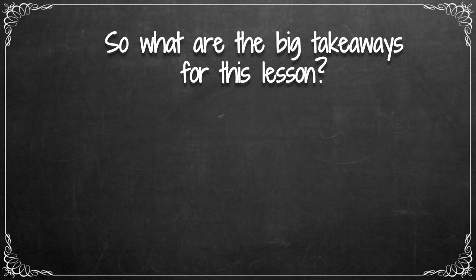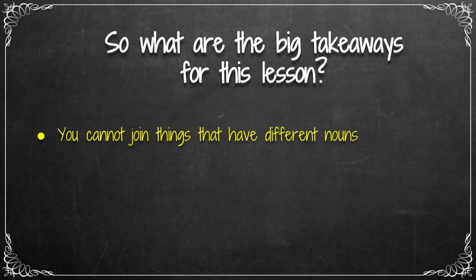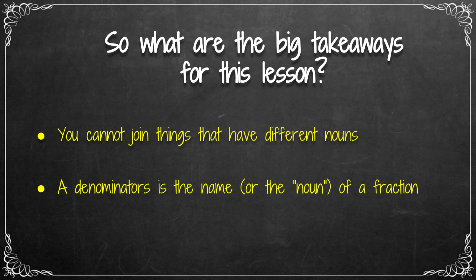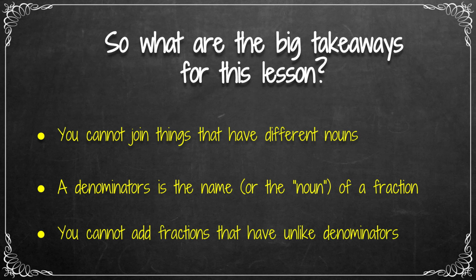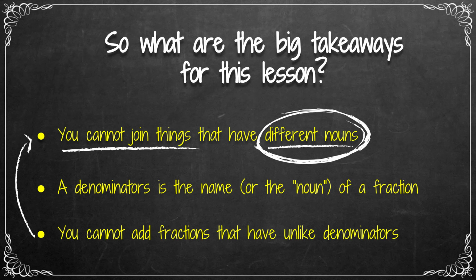So what are the big takeaways for this lesson? You cannot join things that have different nouns. A denominator is the name or the noun of a fraction, and you cannot add or subtract fractions that have unlike denominators. Why is this? It's because you cannot join things that have different nouns. I hope this is helpful.